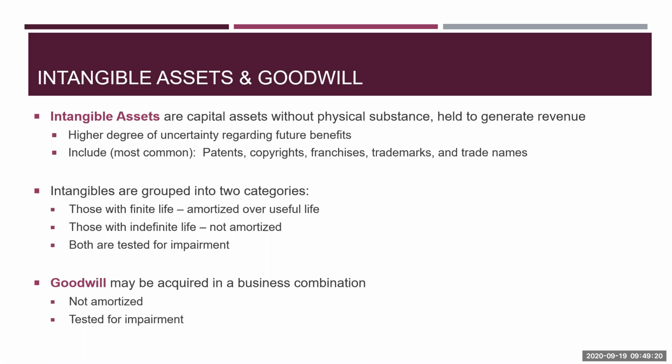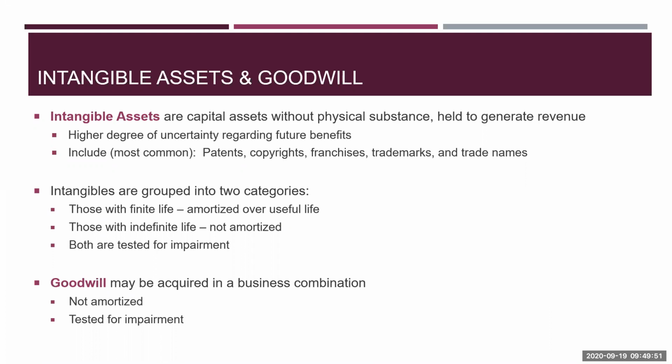They lack physical substance. So items such as your patents, copyrights, franchises, trademarks, trade names, these are all different types of intangible assets that exist. The other slight difference when it comes to intangible assets is that some intangible assets would have finite life, and there could be some that have indefinite life. We cannot put a number on that.